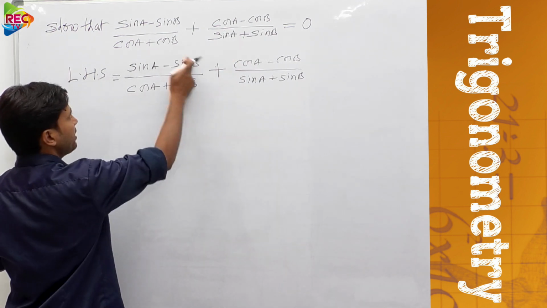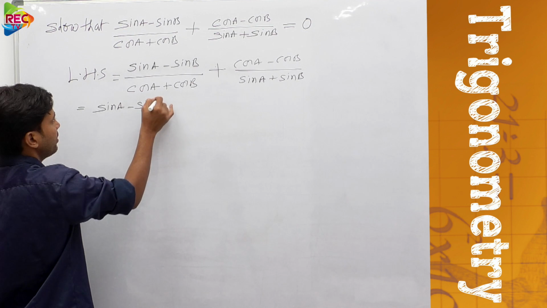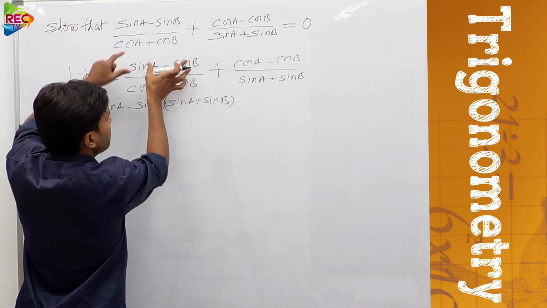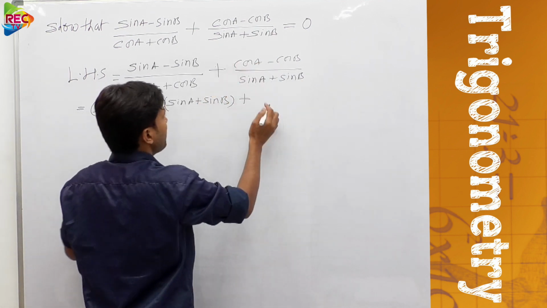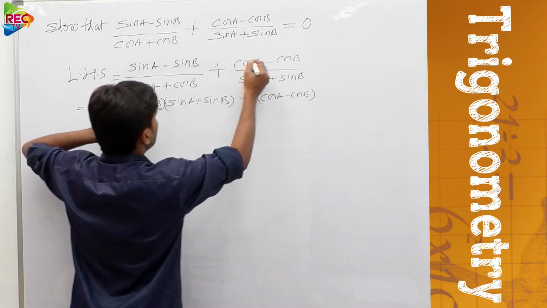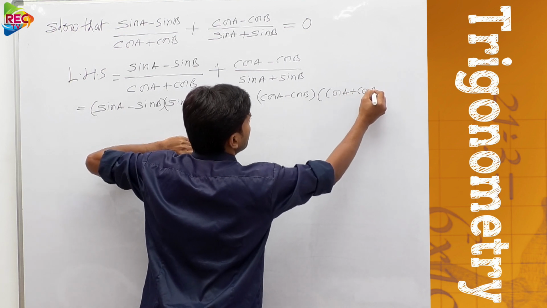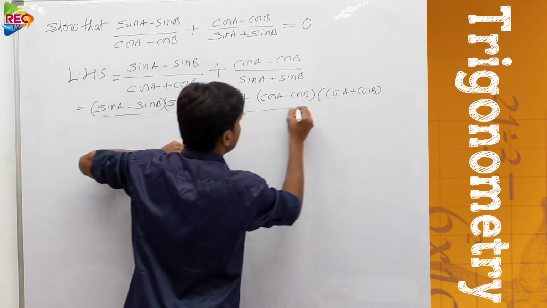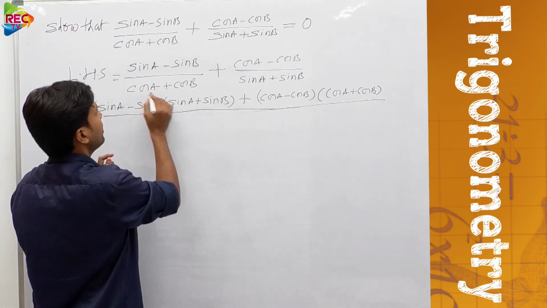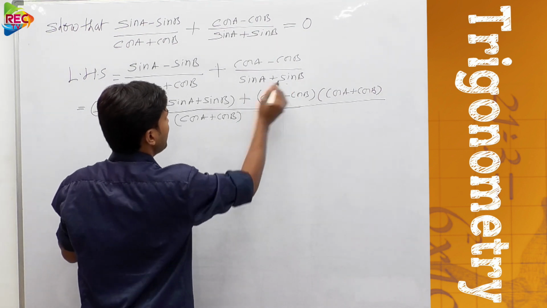How to take the LCM? Multiply these two. What do we get? Tell me. Sin A minus sin B into sin A plus sin B, which means the product of these two, plus cos A minus cos B into cos A plus cos B. Divided by cos A plus cos B into sin A plus sin B. This into this.